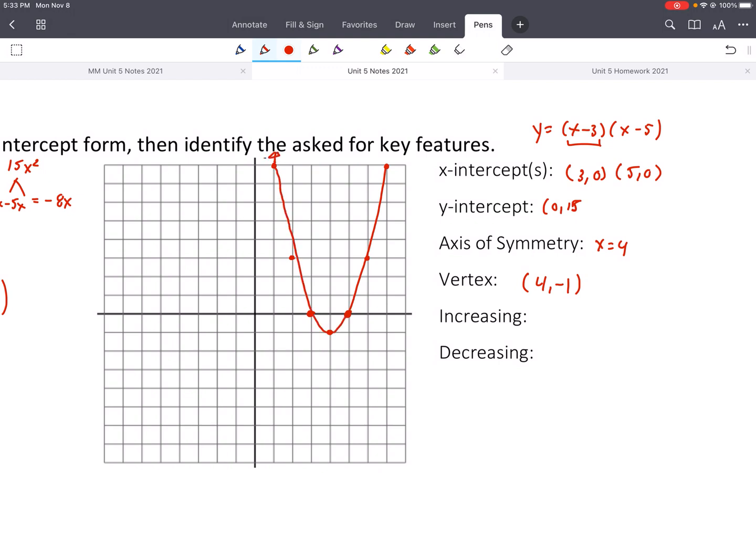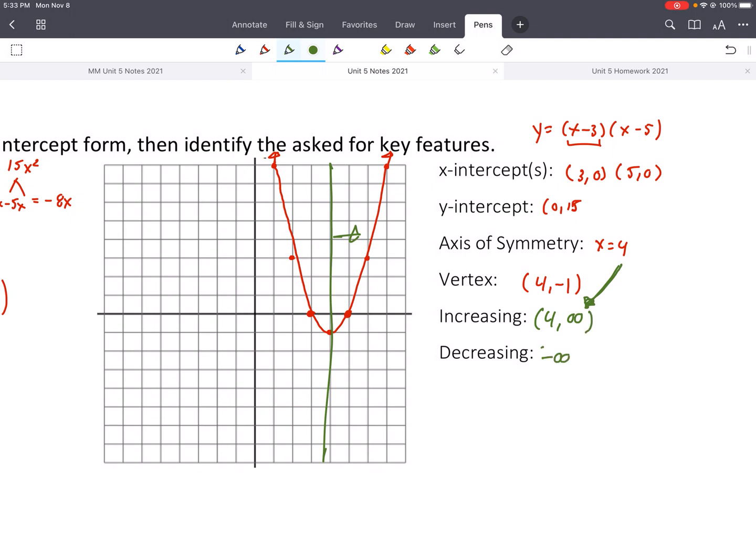And then let's answer our question here. So where is it increasing? So again, it is the right side of our axis of symmetry. So it goes from 4 to infinity. So if you realize that, and you realize that it's opening up, you could easily come up and use our axis of symmetry and use an infinity, and you'd be okay.